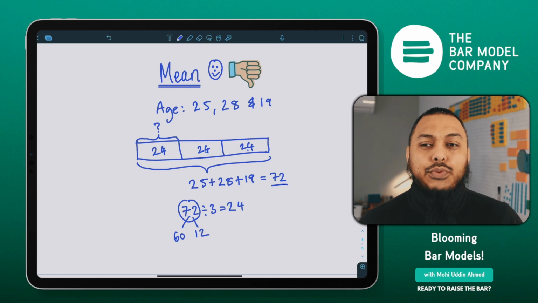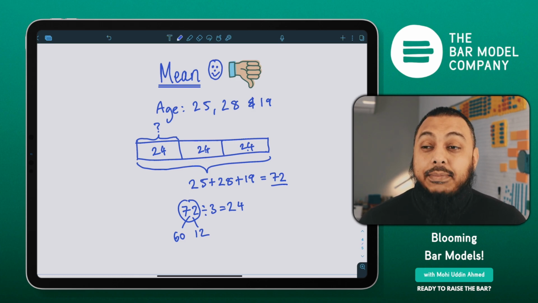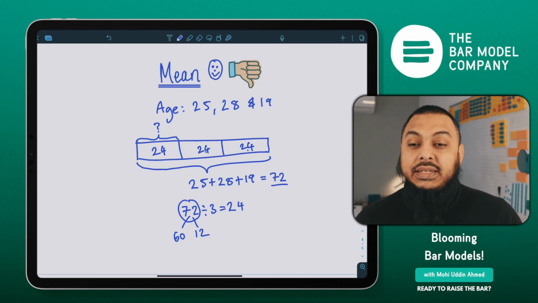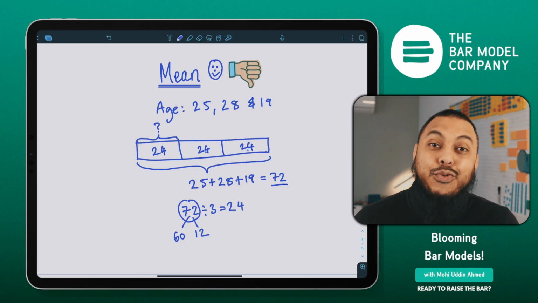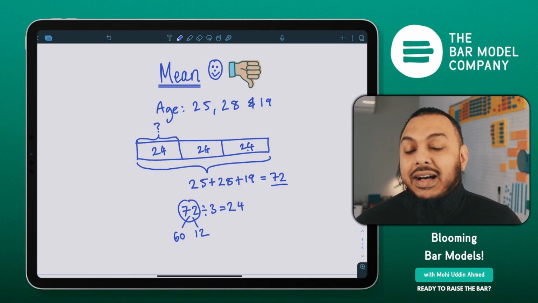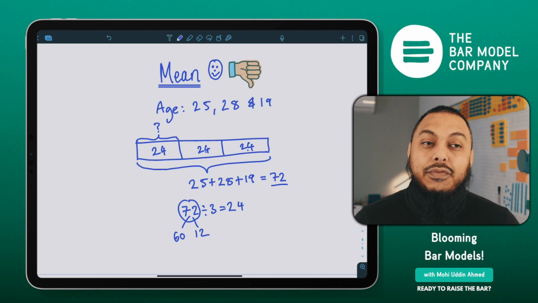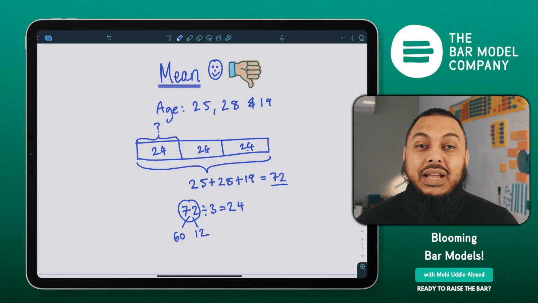It's not really revolutionary in this case. However, it's just another way of introducing the bar model approach to see the concept of the mean in this case. Remember that what we suggest at the Bar Model Company is that the bar model approach isn't just for problem solving. It's also to introduce concepts like the mean, ratio, fractions, and other aspects like percentage as well of maths in primary and secondary level.